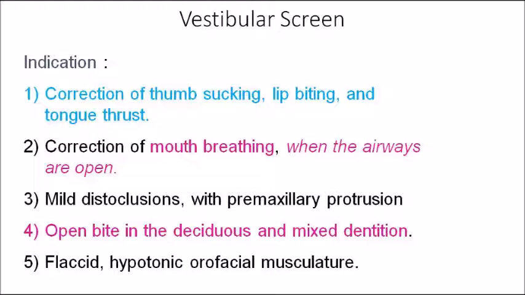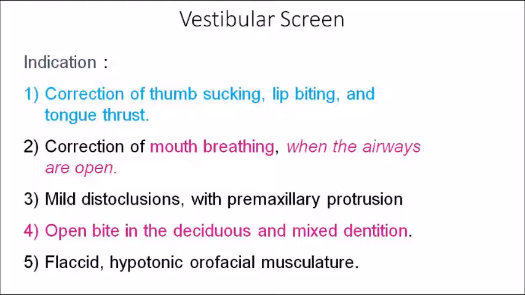Now, what are the indications for a vestibular screen? The first and foremost indication is when there is a need for correcting any habits, especially thumb sucking, lip biting, and tongue thrusting. Also, it is used for correction of mouth breathing when the airways are open. Mild distal occlusions or mild class 2 cases with premaxillary protrusion, and open bite in deciduous and mixed dentition, can also be treated with a vestibular screen. Also flaccid hypertonic orofacial musculature.